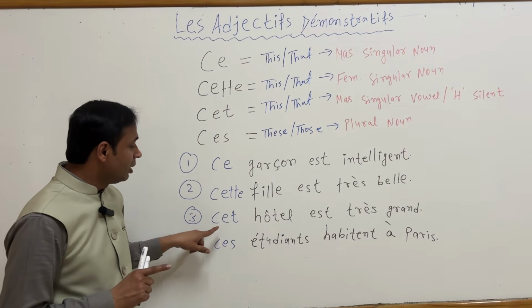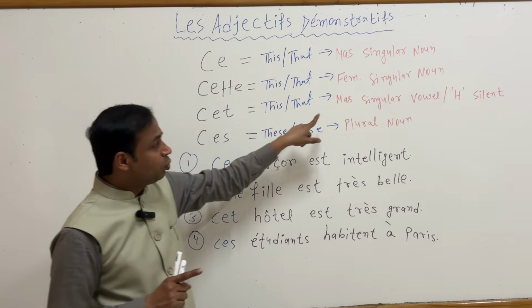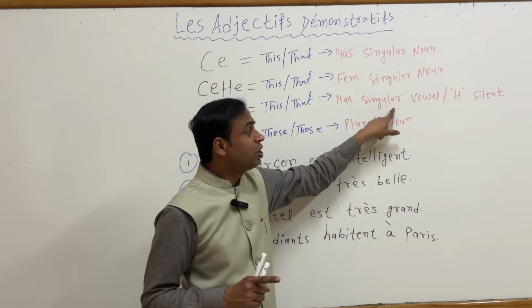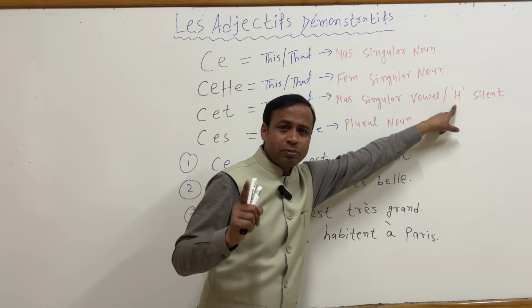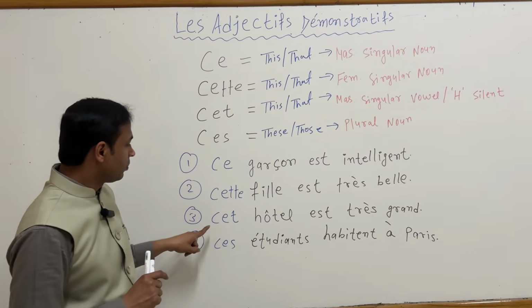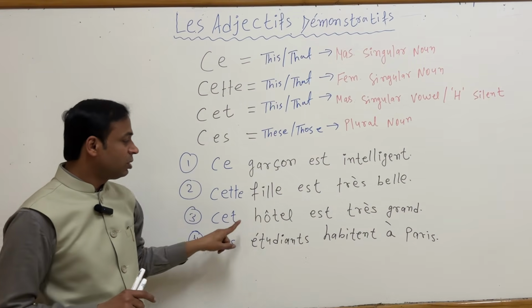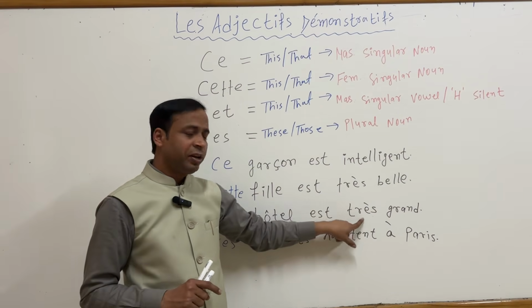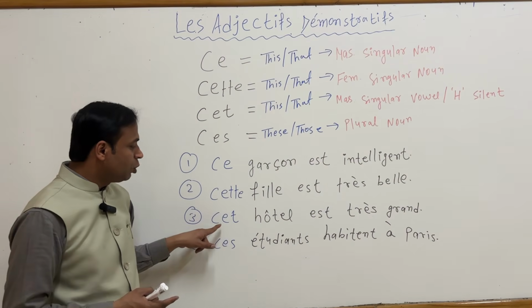And the third example is cet, C-E-T. As per the rule, cet will be used before a masculine singular vowel-starting noun, or a noun that starts with H silent, okay. So cet hôtel est très grand. This hotel is very big. Grand means big. So why am I using cet here?